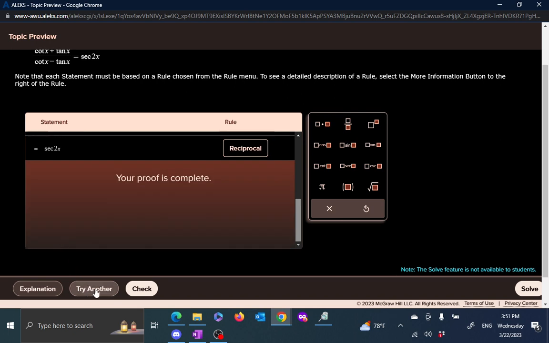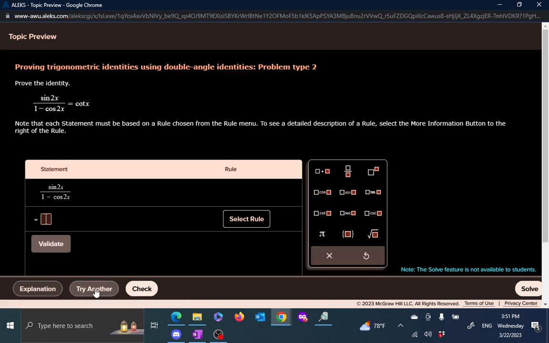Let's try another one. So go through 10 of them. Try to do each one in under 3 or 4 minutes. That is getting you ready for calculus. So here is another one.